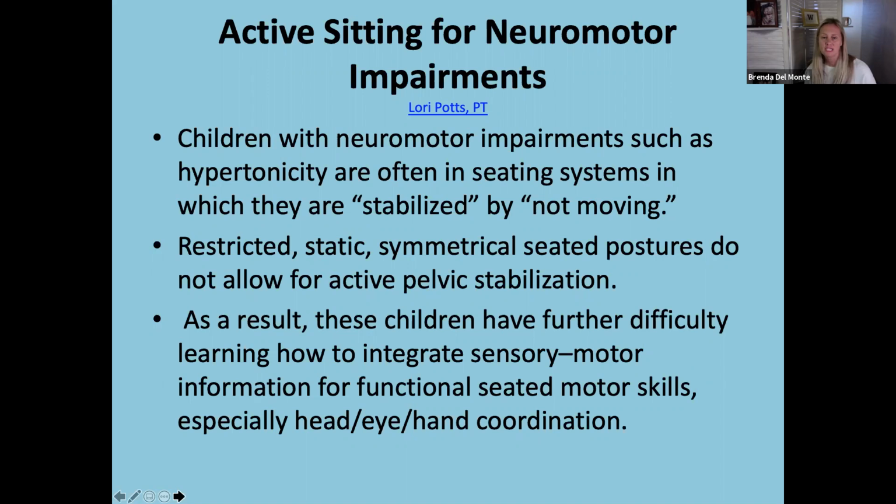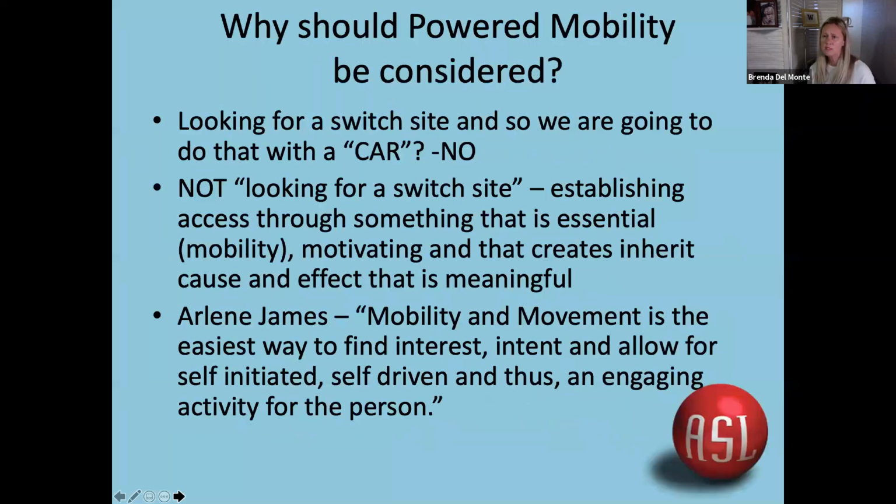This is some interesting stuff here, that children with neuromotor impairments such as hypertonia are often seated in systems in which they're stabilized, which means they're restricted, they're symmetrical, but it's very challenging to learn and very challenging to integrate their sensory systems. So a lot of times mobility is a big deal. So we're looking for a switch site. Let's start with a car. Not really, but we're looking for a switch site.